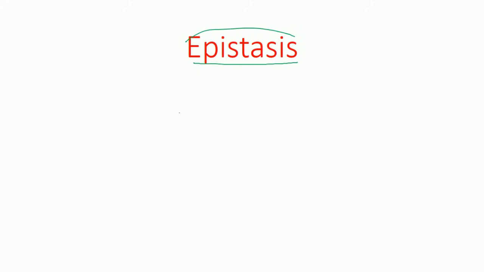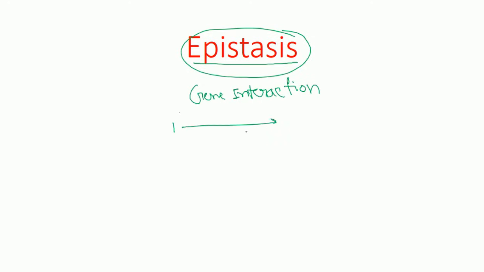What is epistasis in the first place? Epistasis is a type of gene interaction where one gene masks the effect of another gene. Let's say gene A is masking the effect of another gene, gene B. Two genes will interplay in these epistatic events.